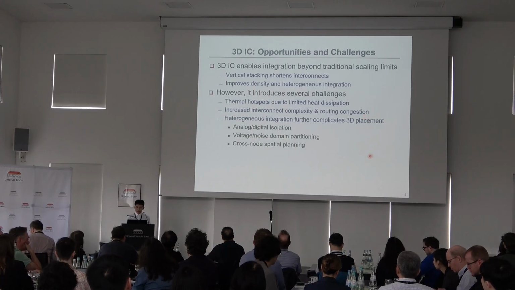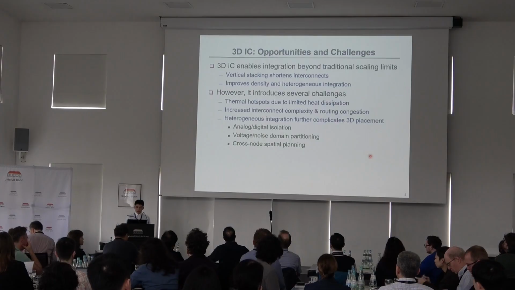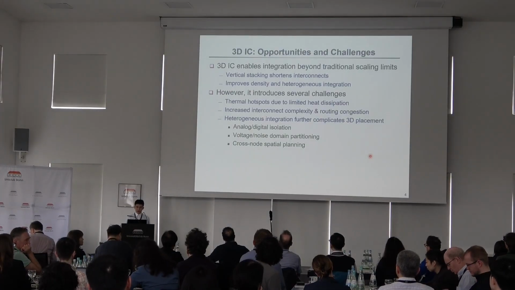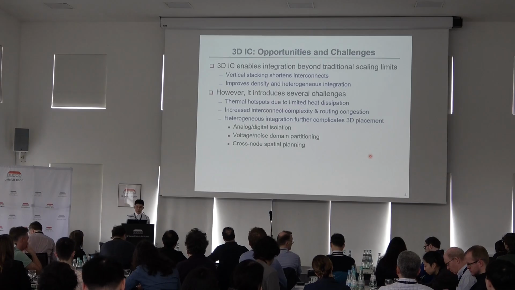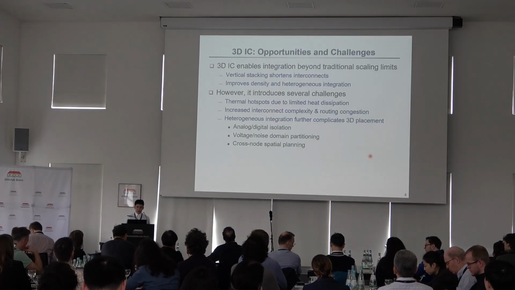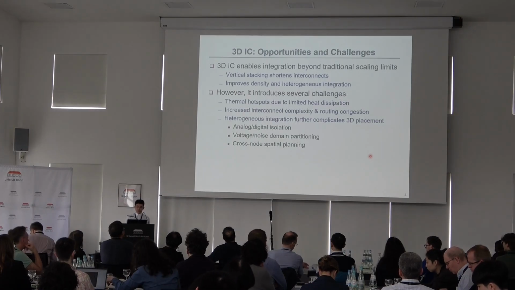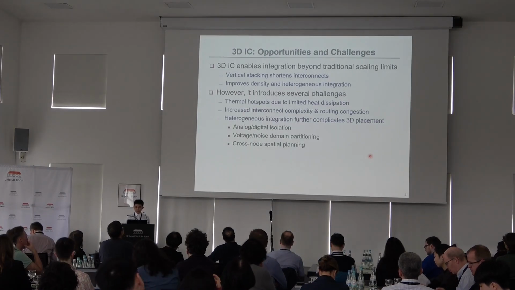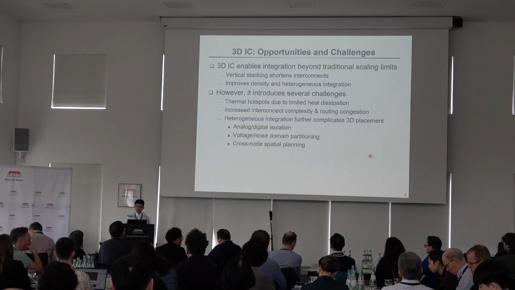3DIC enables integration beyond the traditional scaling limit. By stacking multiple dies vertically, it shortens interconnection and improves the integration density. However, 3D integration also introduces several challenges. For example, thermal hotspots may occur due to limited heat dissipation, and interconnection complexity becomes higher. In addition, heterogeneous integration further complicates 3D placement, since we need to consider constraints such as analog-digital isolation, voltage domain partitioning, and posterior node planning.